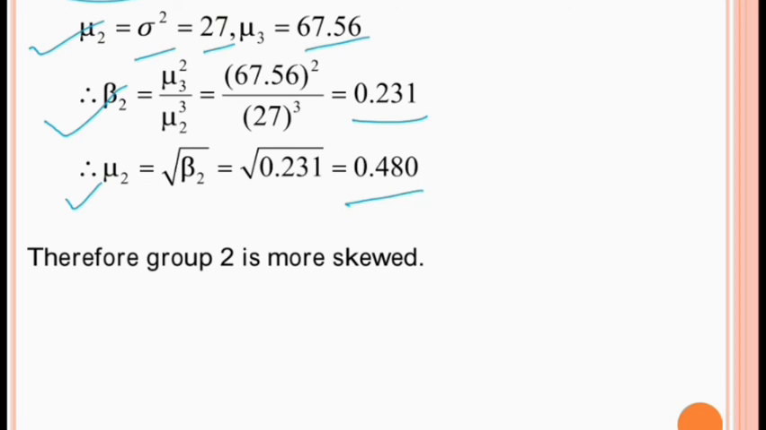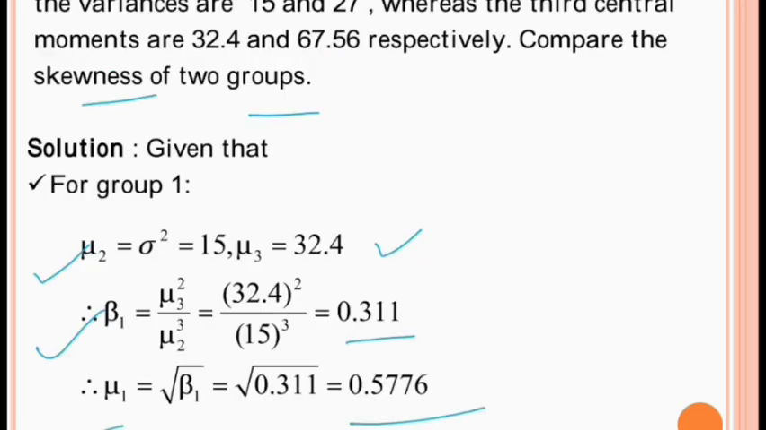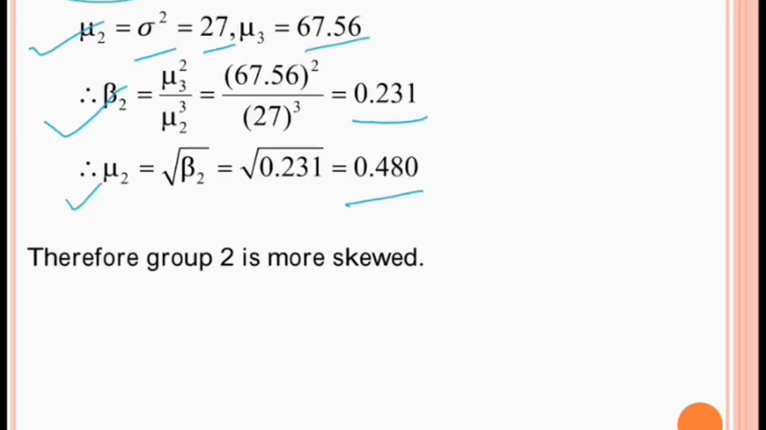Now we have to say which is more skewed. Here you are getting gamma 1 as 0.5776 for group 1 and here you are getting gamma 1 as 0.480 for group 2. Whichever is less will be more skewed. So here the second value is lesser than the first. So you can say that group 2 is more skewed.